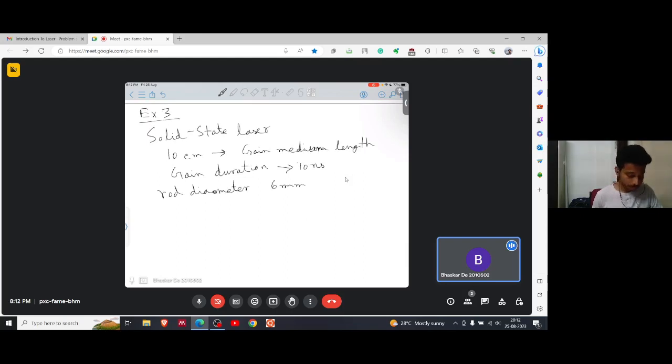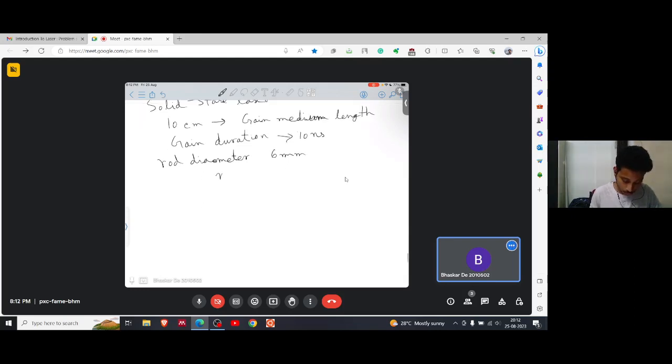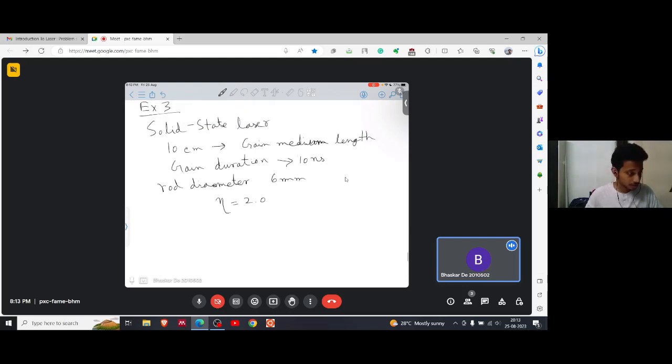6 mm, and that the mirrors are 100% reflecting and coated onto the ends of the laser rod. Assume also that the crystal has an index of refraction 2. So eta equal to 2. These are the parameters that are given in the problem.